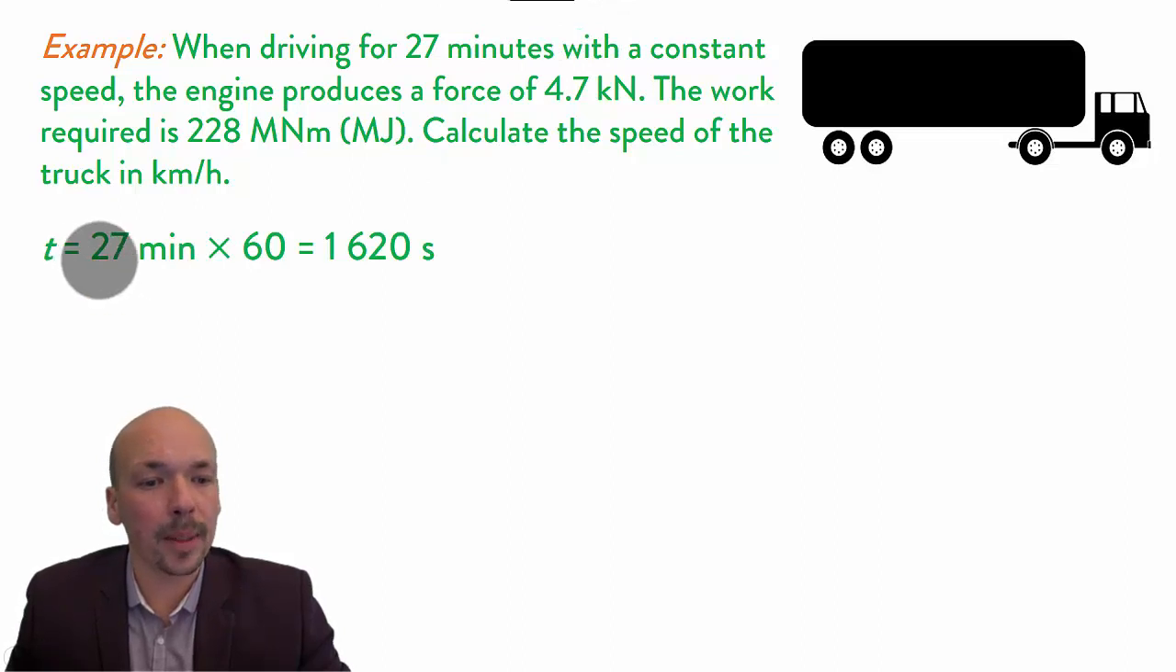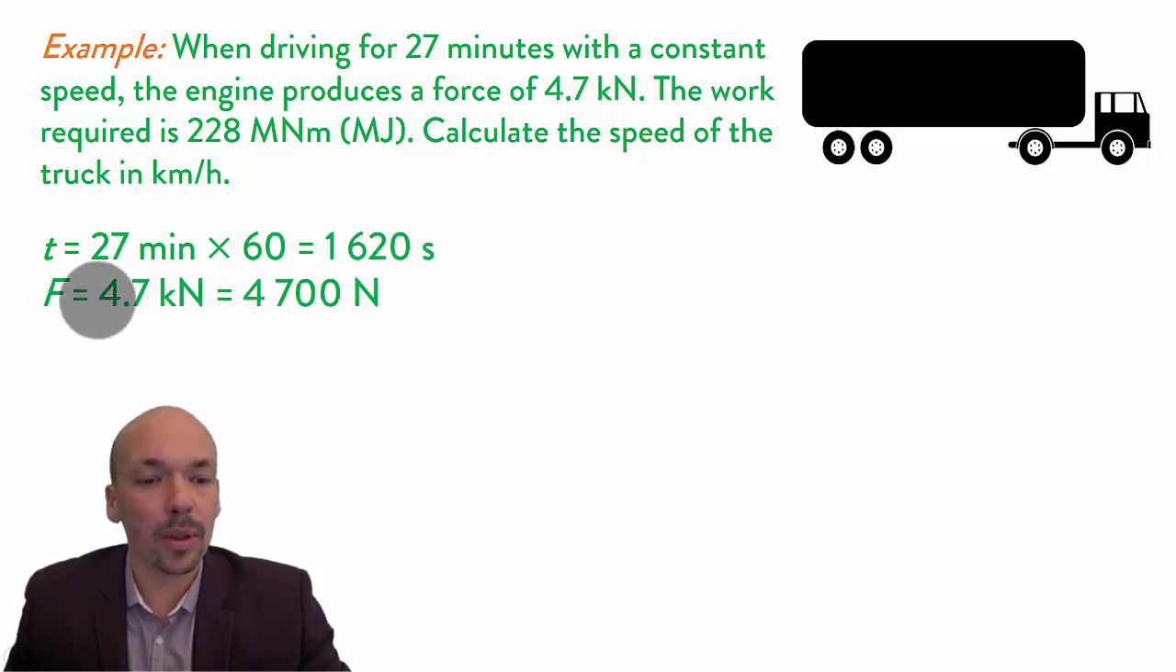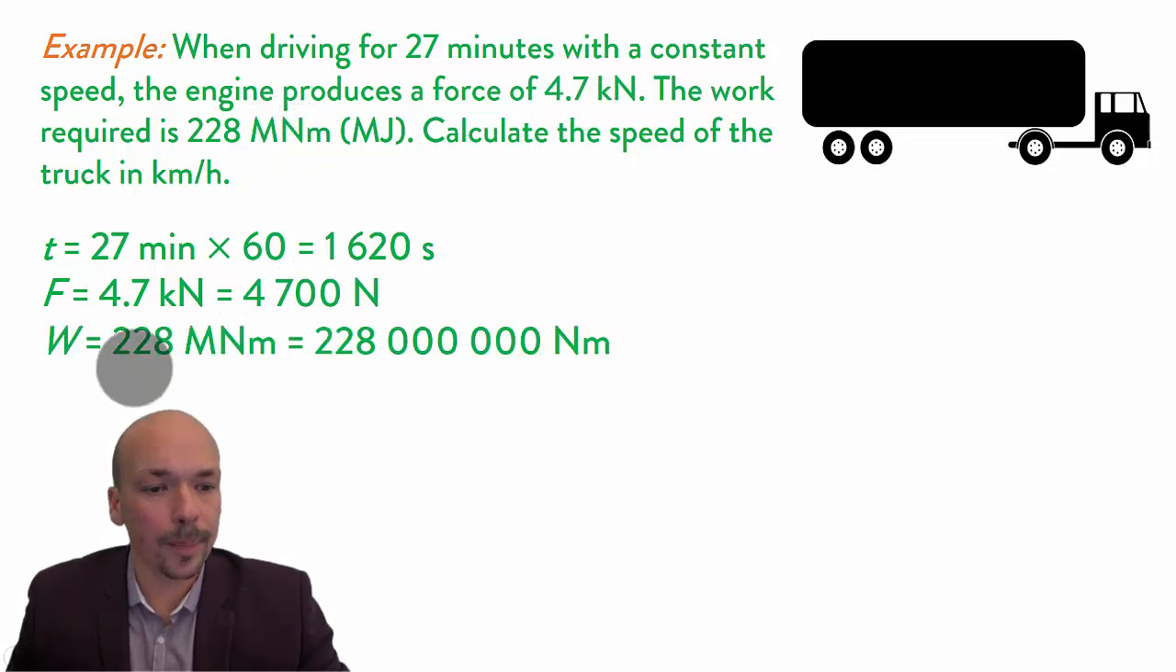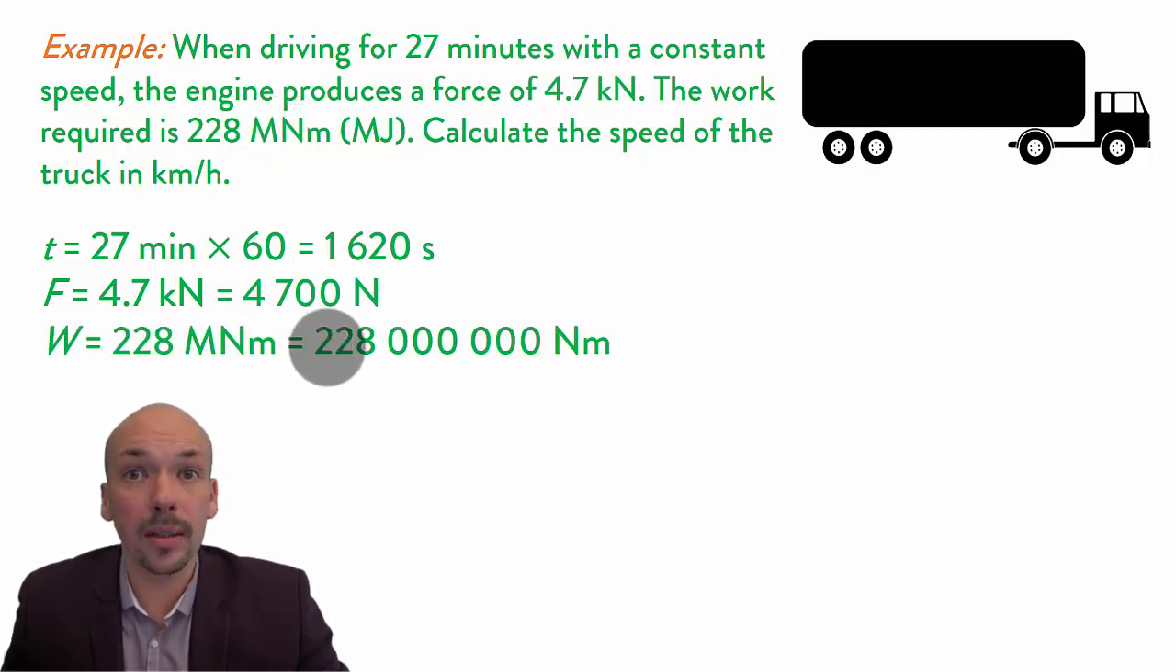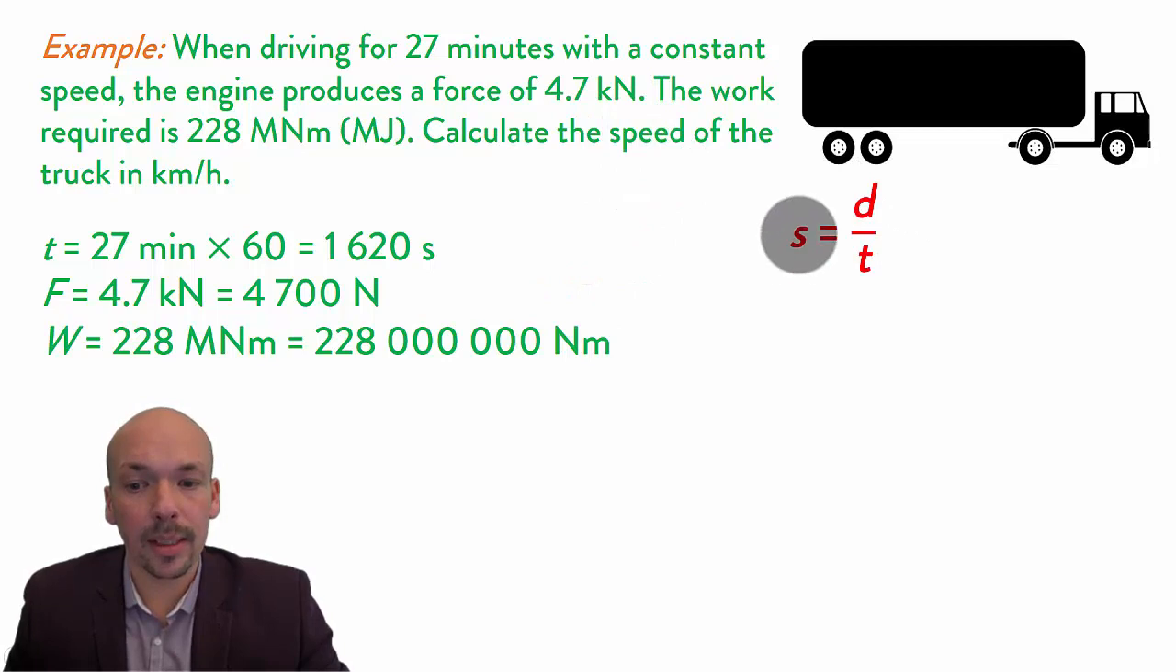We already have the time, 27 minutes multiplied by 60 is 1620 seconds. We have the force, which is 4,700 newtons, and we have already the work. The work is 228 million newton meters or joules. And we have to calculate the speed, and therefore we need this equation. So to calculate the speed, we have to divide the distance by the time.